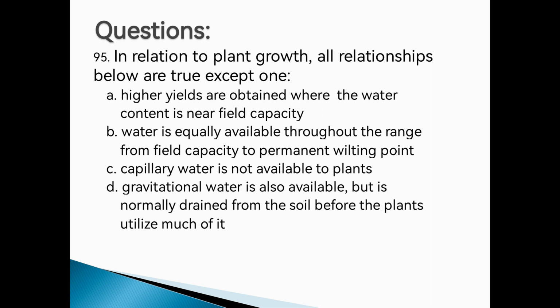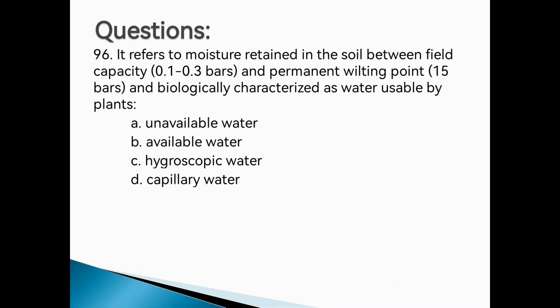The correct answer is C. Capillary water is not available to plants. Number 96. It refers to moisture retained in the soil between field capacity, which is between 0.1 to 0.3 bars, and permanent wilting point, 15 bars, and biologically characterized as water usable by plants. A. Unavailable water. B. Available water. C. Hygroscopic water. D. Capillary water. The correct answer is B.